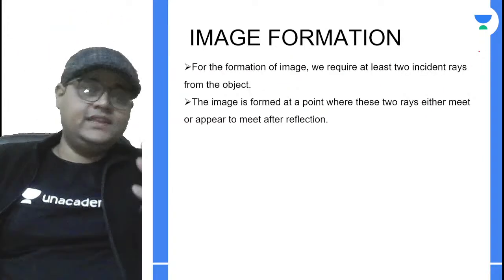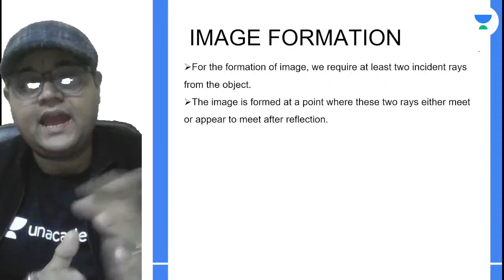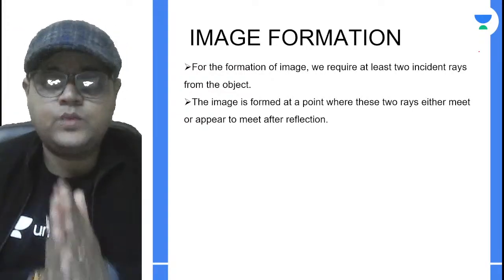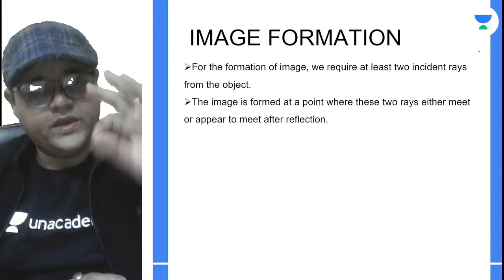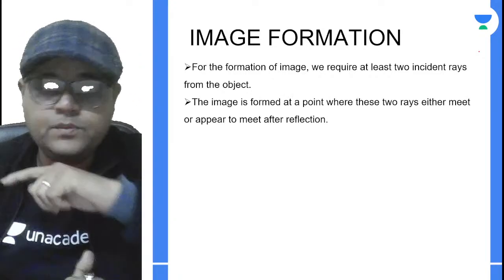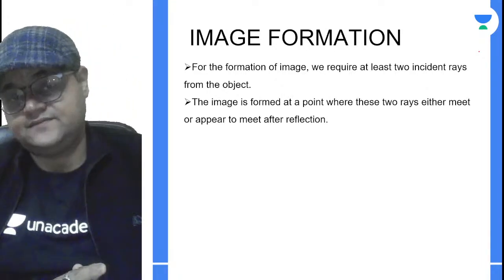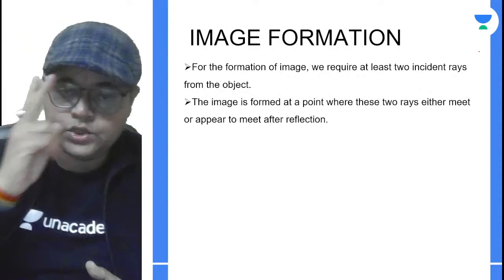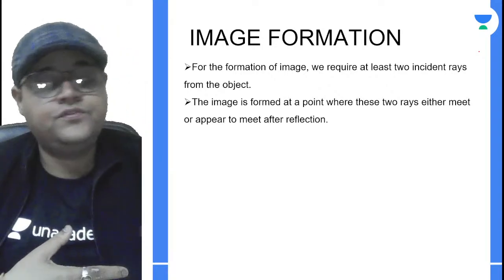Now, what are the constraints? How will you get to know that an image is formed? Is there any specific logic behind image formation? There is one basic rule. If you wish to visualize the image of an object, the only thing to keep in mind is that at least two rays must intersect. That's very important and very logical. If two rays are not intersecting, you're not going to get an image.